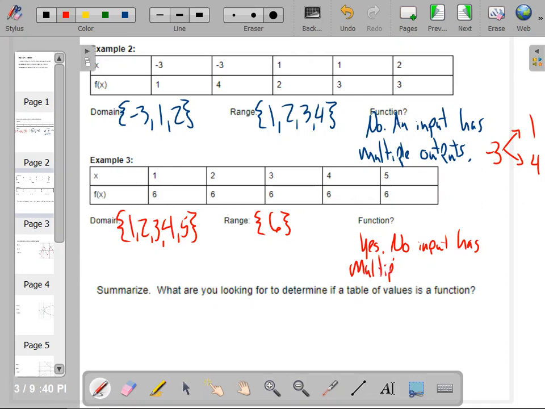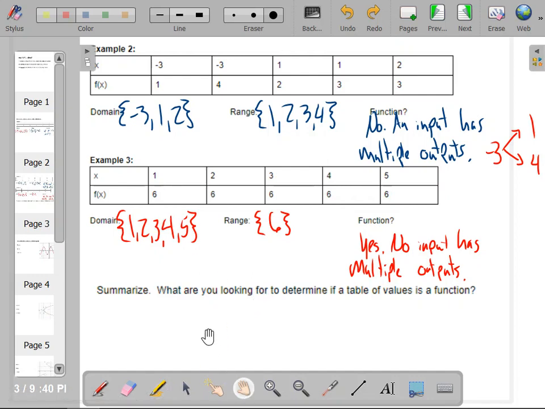Now you might be like, wait a minute, that 6 is in there 5 times. Well, I didn't say anything about outputs repeating. If you were to graph this, it would be a horizontal line. That's a function. It doesn't matter if the y's repeat, they can all be the exact same number. It is still a function. What you're looking for are the inputs.